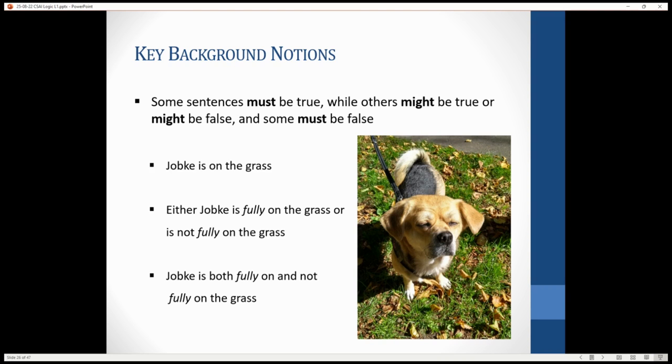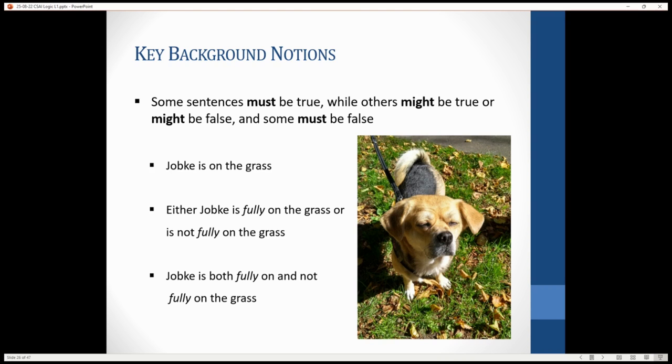Again, we might quibble about the case. We can hopefully get the intuitive idea. Take our last one. Yabka's both fully on and not fully on the grass. Well, given the assumption we talked about a second ago, that doesn't look like it can happen. Even if we drop the no gluts assumption, it's very hard for me to even think of a way to make this coherent. This looks like the sort of sentence that must be false, simply in virtue of its structure, because it's saying P and not P.